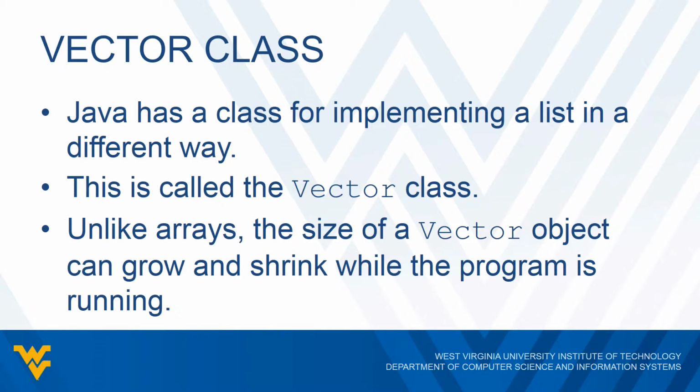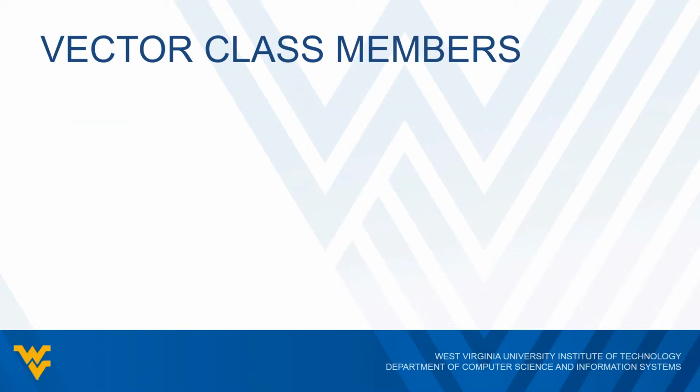class. So what makes this different from arrays is that the size of a vector object can grow or shrink while running the program. So unlike with arrays, once you declare your array, whatever size you pick, you're stuck with it. You can't make it any larger, you can't make it any smaller. But with vectors, you are allowed to increase the size of the vector, you're allowed to decrease the size of the vector. So let's take a look at some of the members of the vector class.